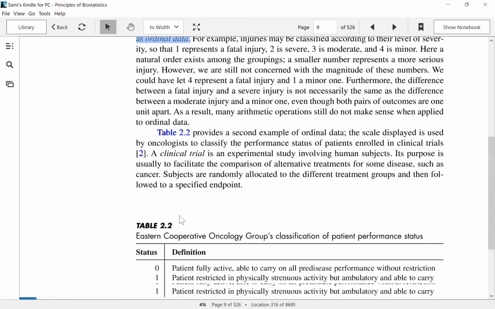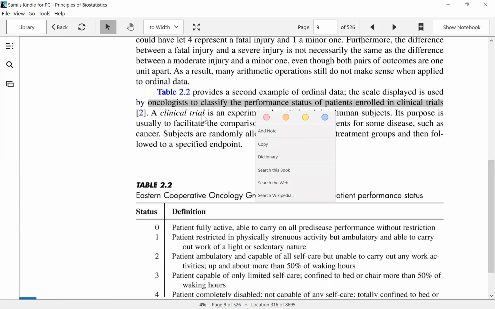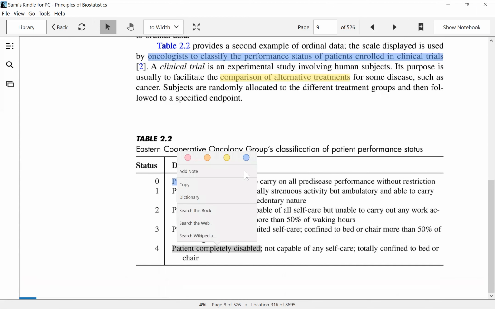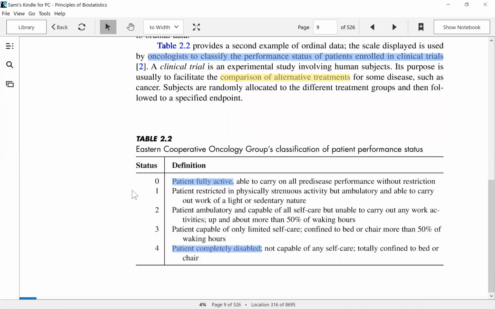So you've got table 2.2 that provides a second example of ordinal data. The scale displayed is used by oncologists to classify the performance status of patients enrolled in clinical trials. A clinical trial is an experimental study involving human subjects. Its purpose is usually to facilitate the comparison of alternative treatments for some disease, such as cancer. So Eastern Cooperative Oncology Group classification of patient performance status: 0 is patient fully active, 4 patient completely disabled. So here is a ranking and order to it. So it's ordinal data.